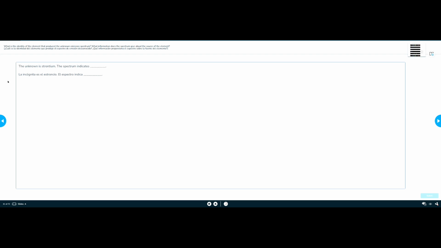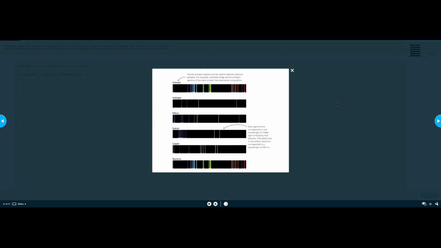Now that we know the unknown, let's try to look at the second question. What information does the spectrum give about the source of the element? In a previous question, we talked about hydrogen having only a few colors. In this example of hydrogen spectrum, there are 4 colors. Strontium clearly has many more than 4 colors.